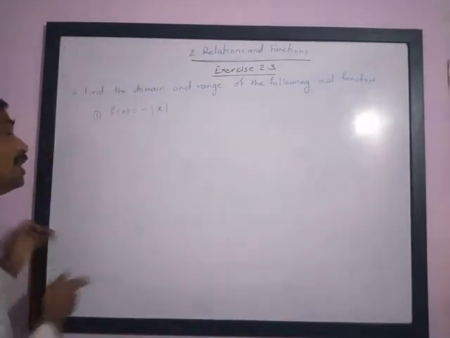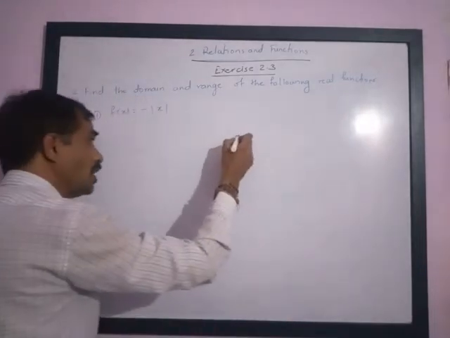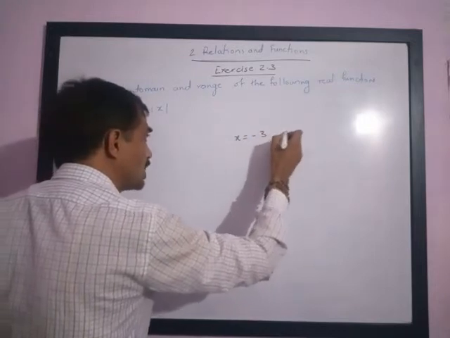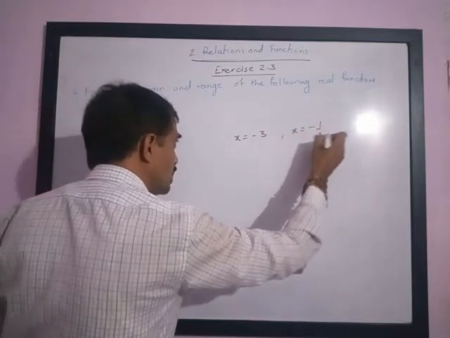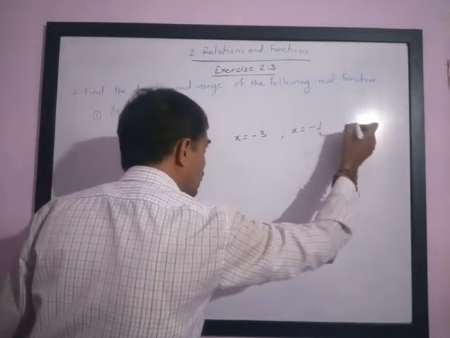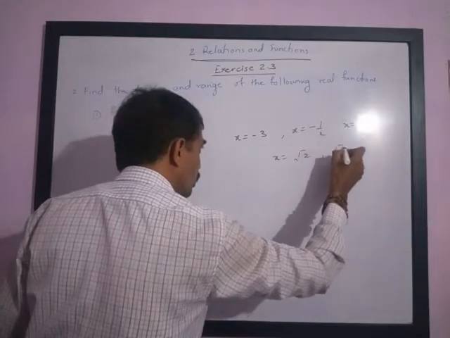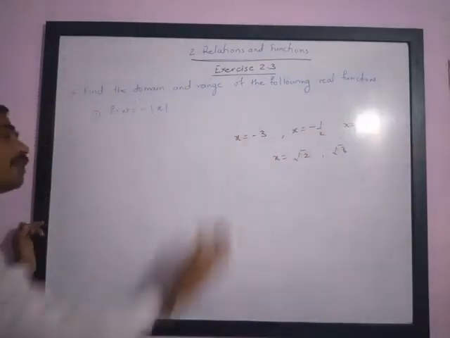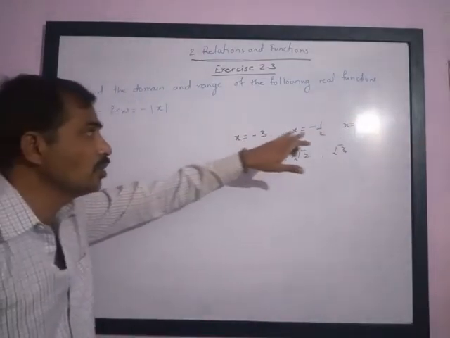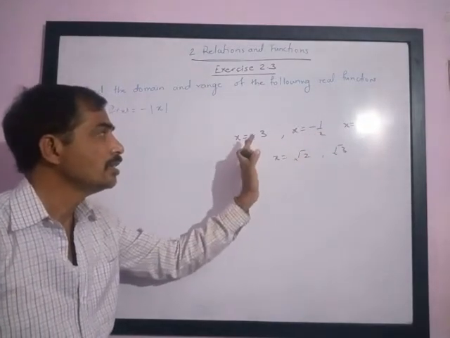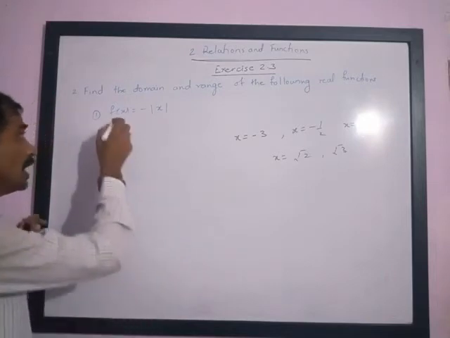X is a real number means x can have negative values. Here x can have the values fractions, negative fractions, positive fractions. It can have irrational values also. So x can have any value, whether it is a negative fraction or an irrational number. Now let us try to understand this.